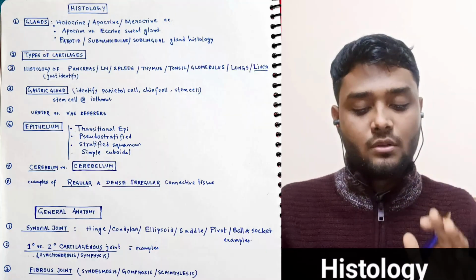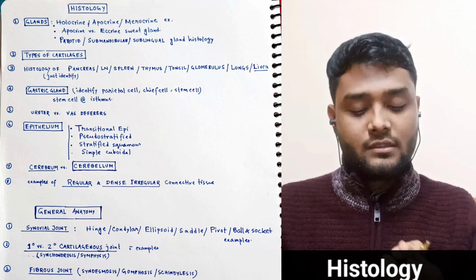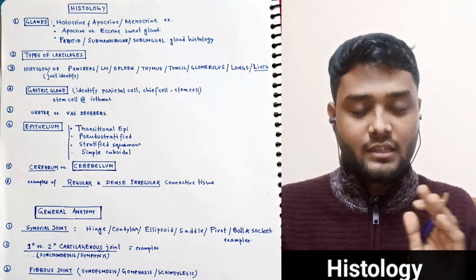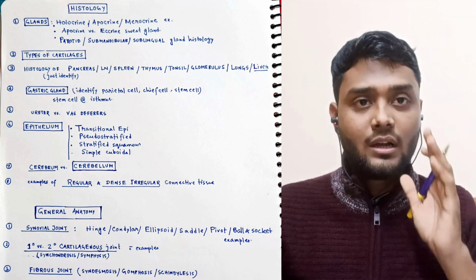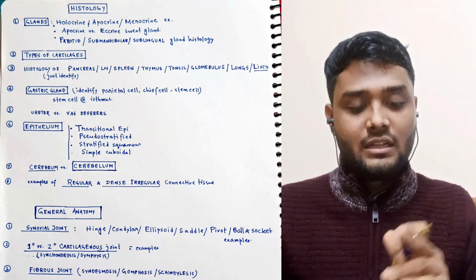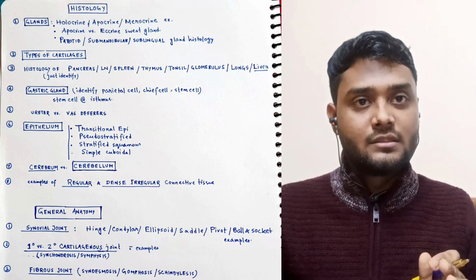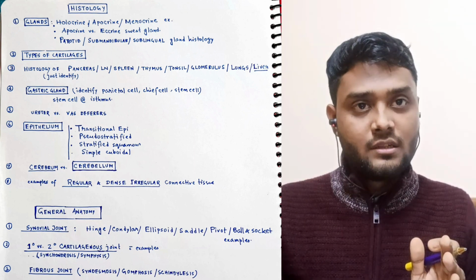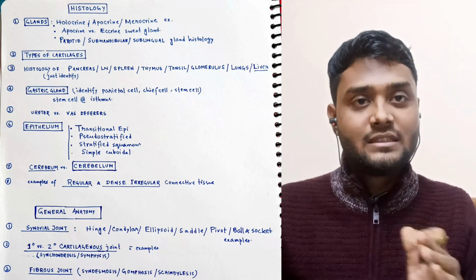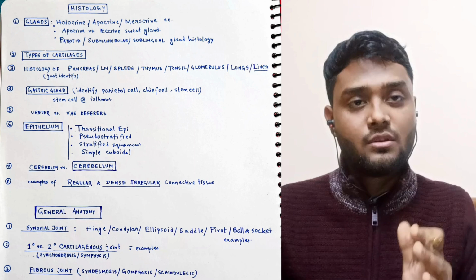Now topics: histology. Read about the glands: holocrine, apocrine, merocrine gland. Their examples: apocrine and eccrine sweat gland. How to differentiate between them. Then read about the parotid, submandibular, sublingual gland histology. Then types of cartilages: hyaline cartilage, elastic cartilage, fibrocartilage. Need to read the examples and you have to identify in a histological image.